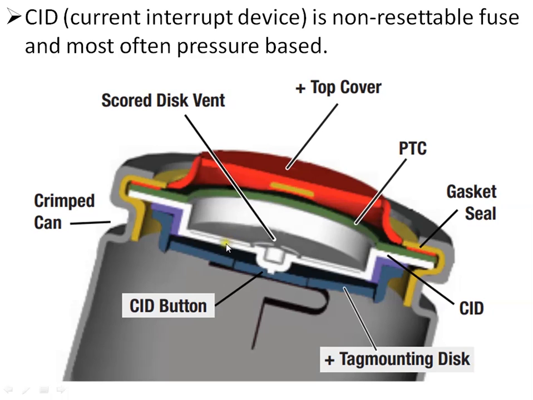Above this CID there is a green colored disc, which is the PTC, which I will discuss in the next slide. So what is the CID? The CID is similar to the cell vent. The CID will prevent this excess pressure inside the cell in case of any short circuit or overcharging. This is a non-resettable fuse. So once it has ruptured, this battery can no longer be used. It should be thrown out.